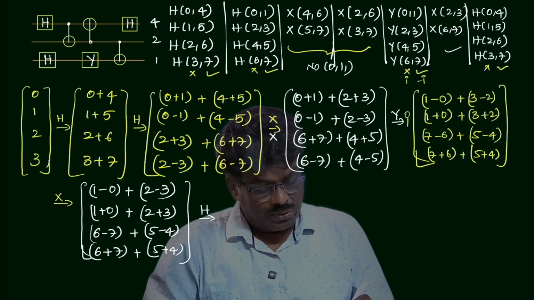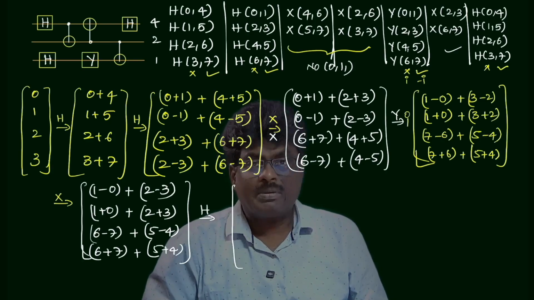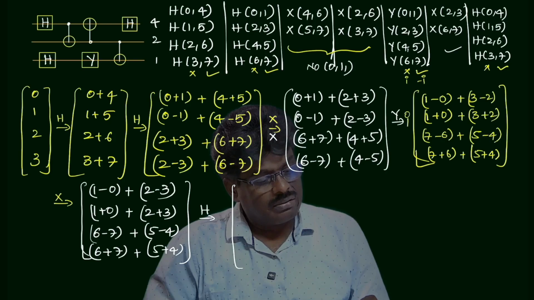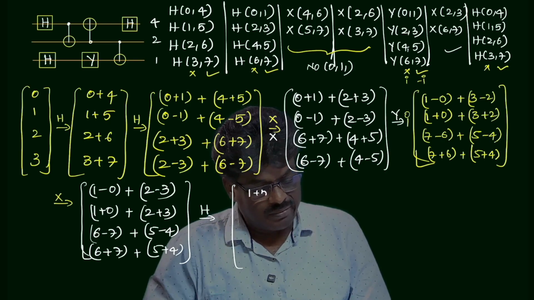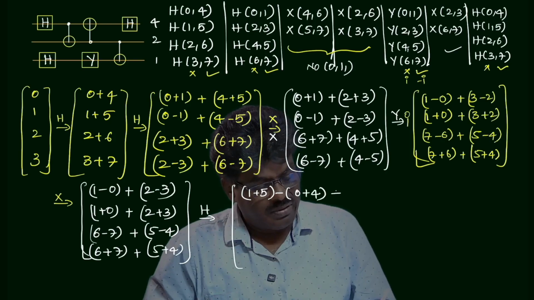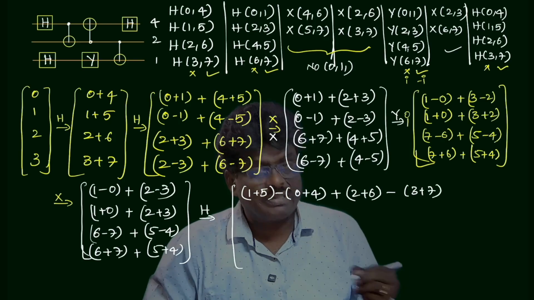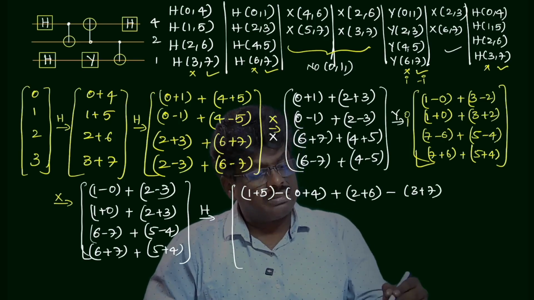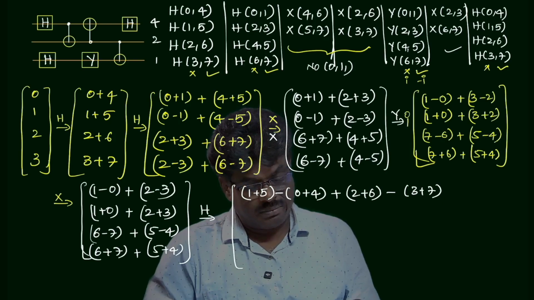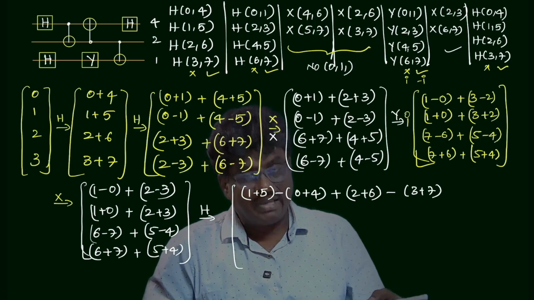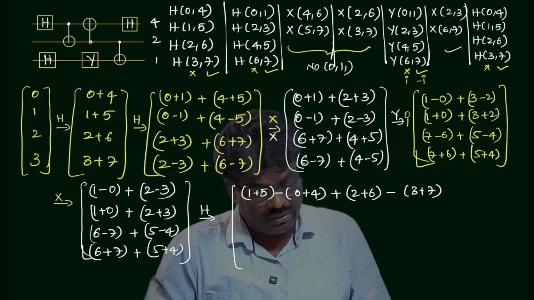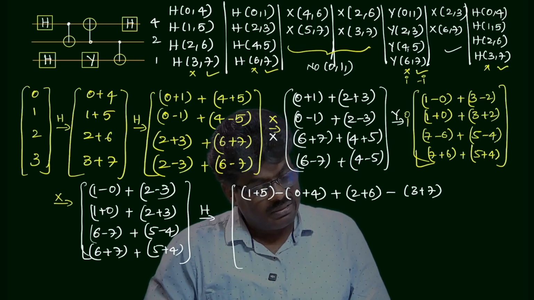right? So I'm not taking any normalization constant. So 1 is nothing but 1 plus 5 minus 0, 0 plus 4 plus 2, 2 is 2 plus 6, easy, minus 3, 3 is nothing but 3 plus 7. Next we have to take 1, the same as above, just change the sign. I think now you understand what I'm saying.